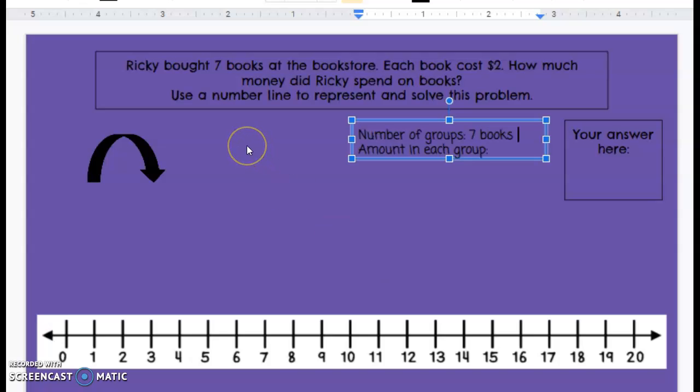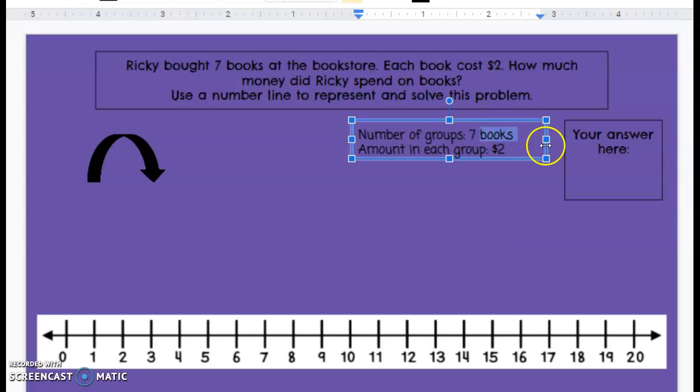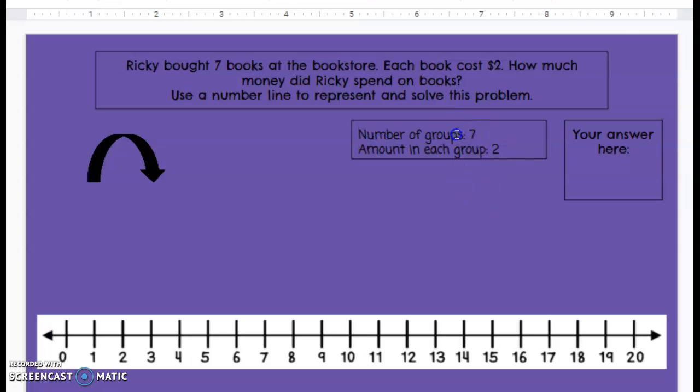7 books are our groups, okay? And the amount in each group, well, each group was worth how much? Each book was worth how much? $2. So you have 7 groups, and you don't even have to put the books if you don't want to. You can if you want to, but you don't have to. You have 7 books, so you have 7 groups, and then every group has $2 in it because every book is worth $2.